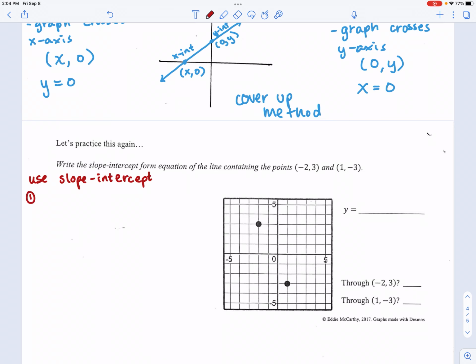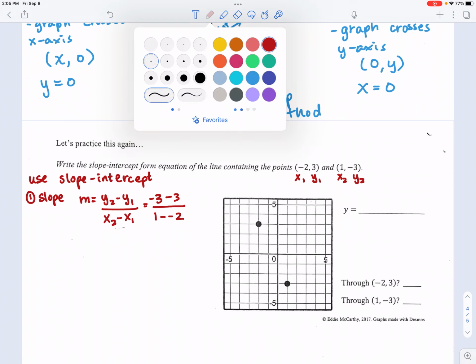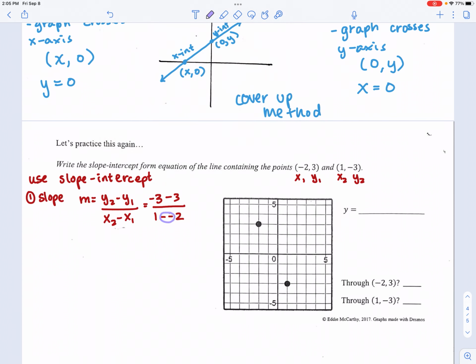So first thing we have to do is identify our slope. We're given these 2 points, so I'm going to label this x1, y1, x2, y2. For my slope, I'm going to use my formula and plug my values in. So this is -3 minus 3 over 1 minus a -2. These 2 negatives turn into a positive, so we're left with -6 over 3. So my slope is -2.